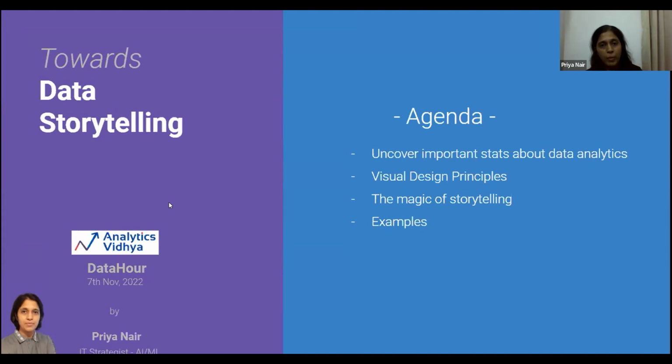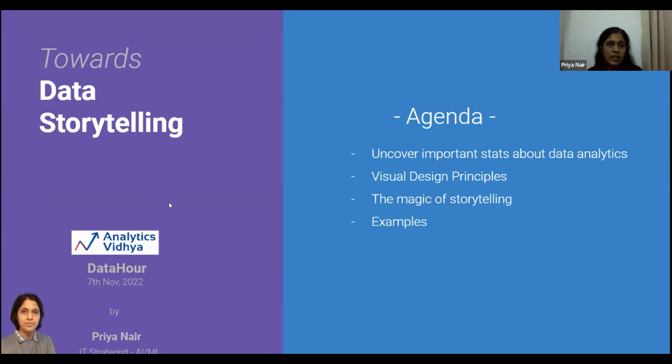We'll be covering four main topics. First, I will walk you through some of the statistics related to data analytics prevailing in the market today, which will be mostly based on what visual content does. And then we will look into some of the visual design principles. These are needed to make your visuals stand out so that they start telling compelling stories.